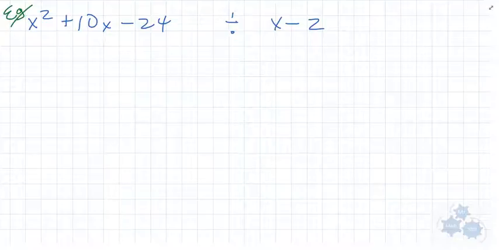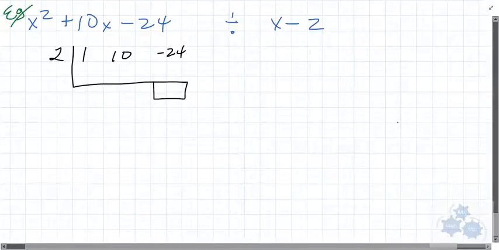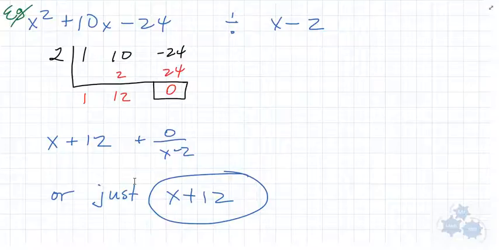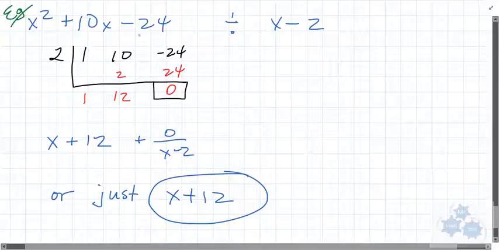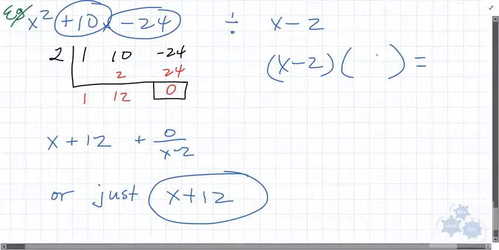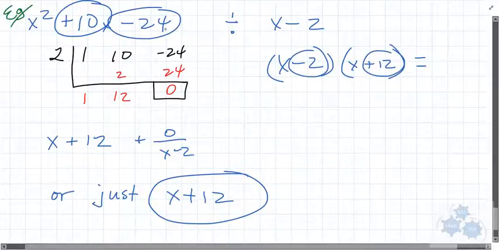See what you get. All right, when you're finished, you can check up on the board there. How many of you got x plus 12 as an answer? Yeah, very good. Now listen, I know that you probably looked at this and said, I know x minus 2 times something else gives me this, because I've been paying attention in math class, and I know that I need two numbers that multiply to -24 and add to 10. And so this is going to be x plus 12, because 12 times -2 is -24, and 12 plus -2 is 10.